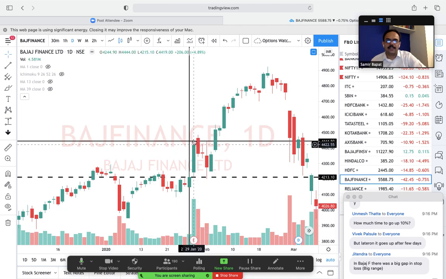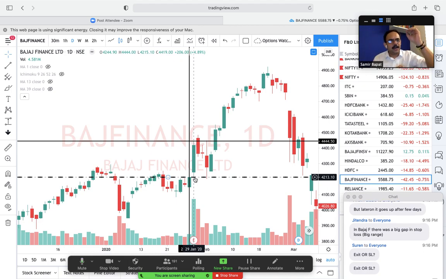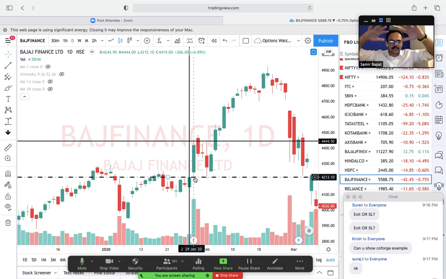On the earnings day, if the volume is double, on this green candle, we have to enter above the high of this candle, and we have to exit if it closes below the low of the green candle. Okay, one by one I'll go. Exit if the candle closes below the low of the earnings day candle. Okay, so that is how you exit.